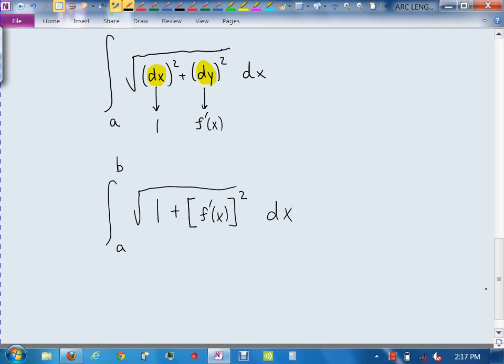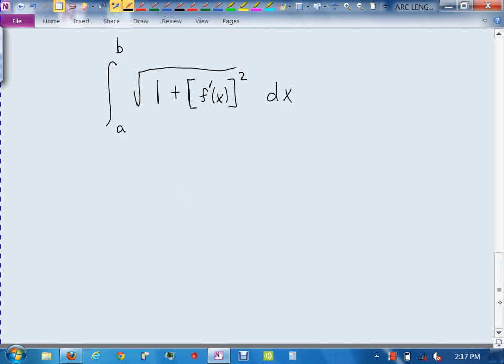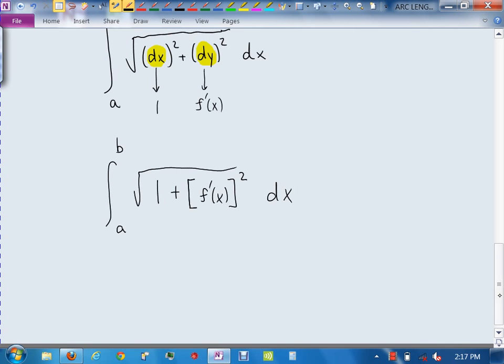Okay, what do we do now? Get an example, right? We have a formula.